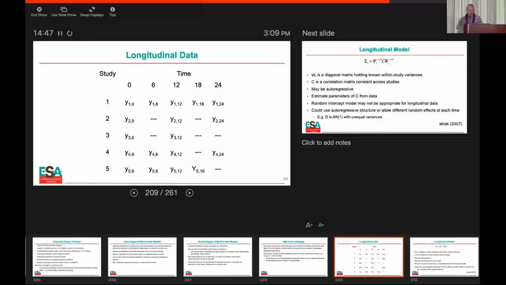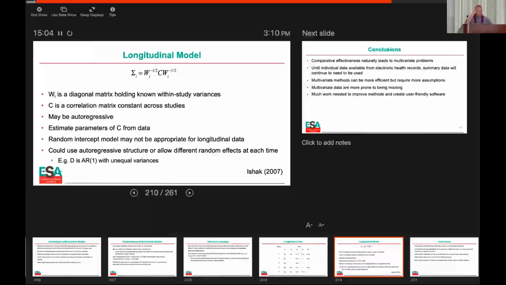And so the only way to really deal with them is to impose some sort of a model on them, and then use that model as a way to impute the missing values, or at least to work with the observed likelihood that only involves the data that you have. And so typically we'd construct some sort of a covariance matrix that would include the within study variances and the correlations. And if it's longitudinal data, we might have a specific structure like an autoregressive structure or a random intercept model that we could use to estimate these correlations.